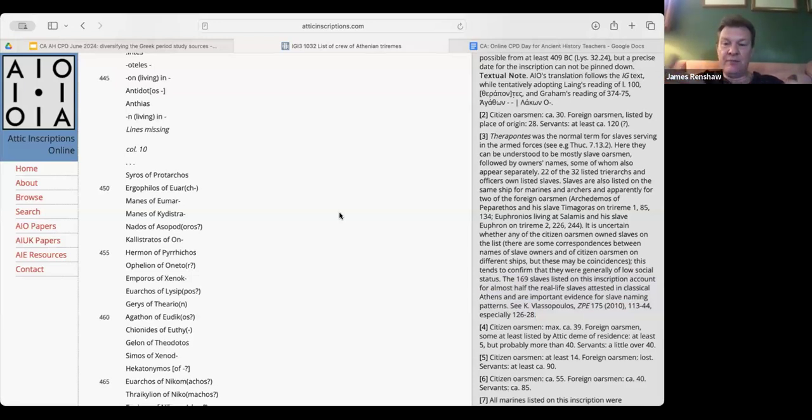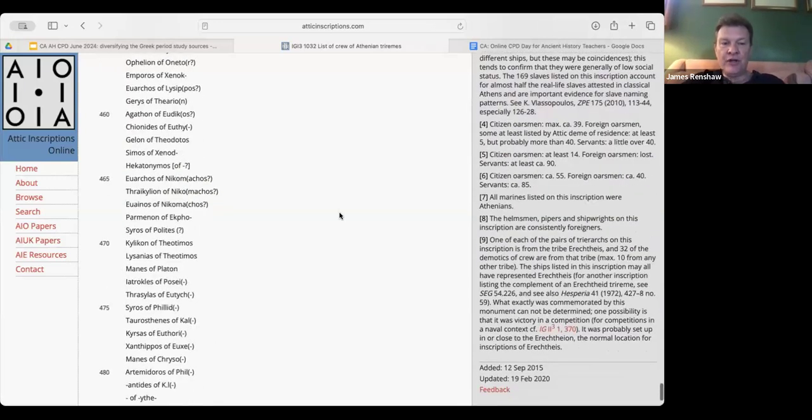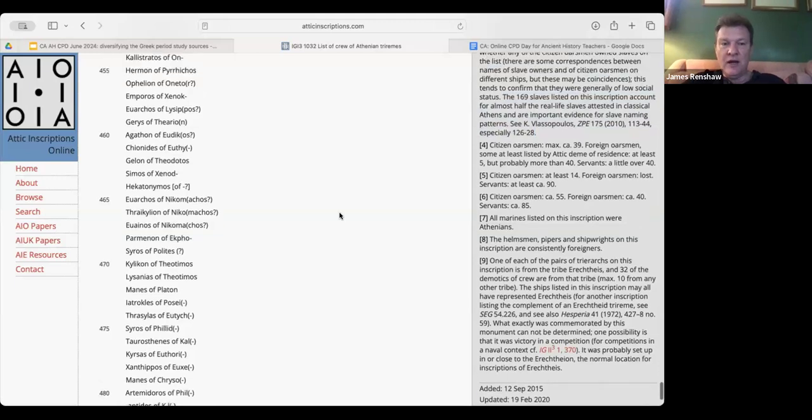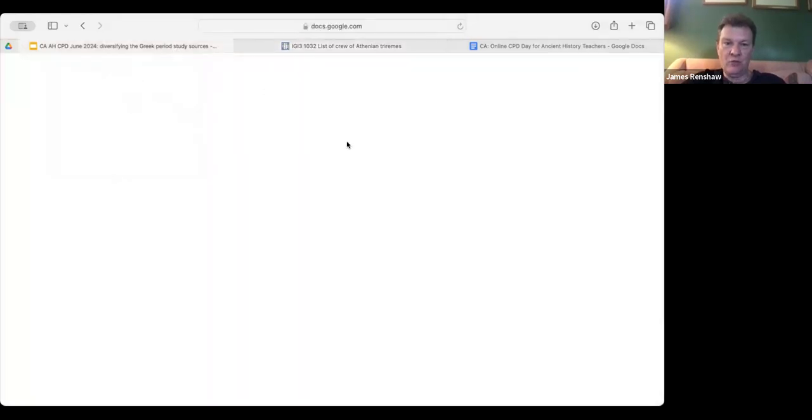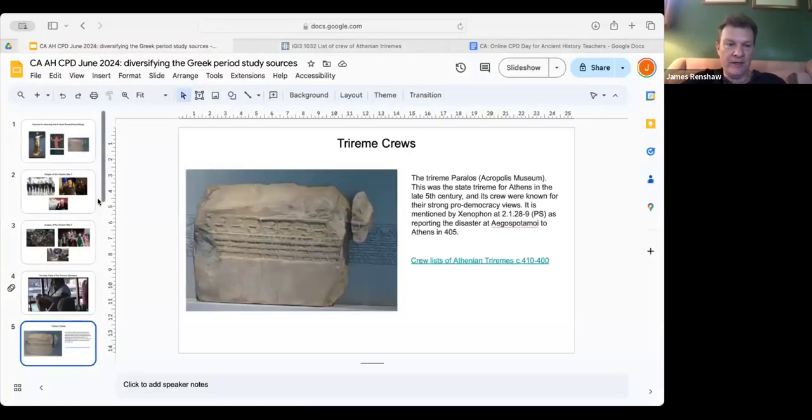You've got slaves possibly alongside their masters or other Athenian citizens, for example. You can open a conversation about slavery, which I'll talk a bit more about in a moment. I just think it's a kind of wonderful way to get them thinking in a more diverse way about what those ships were like.